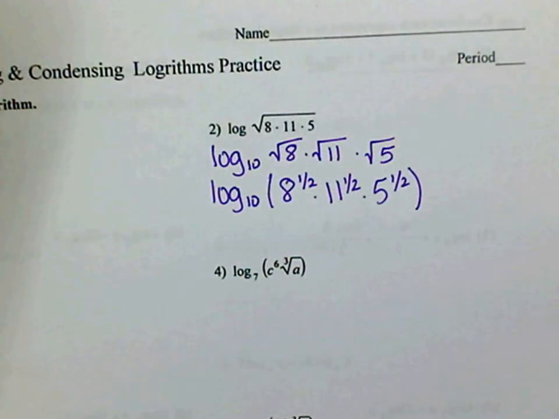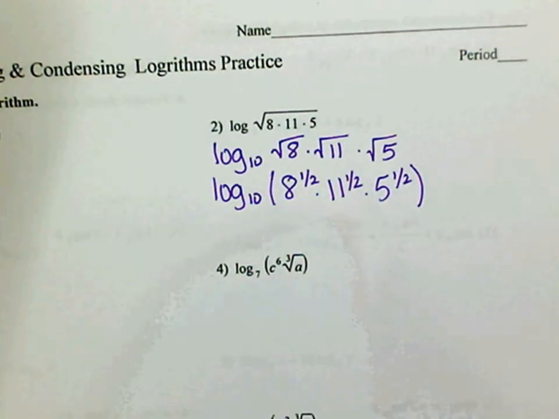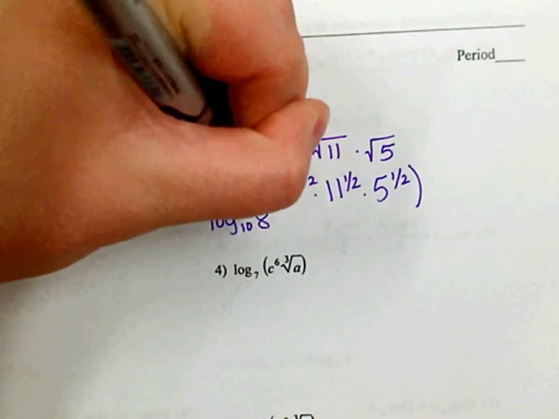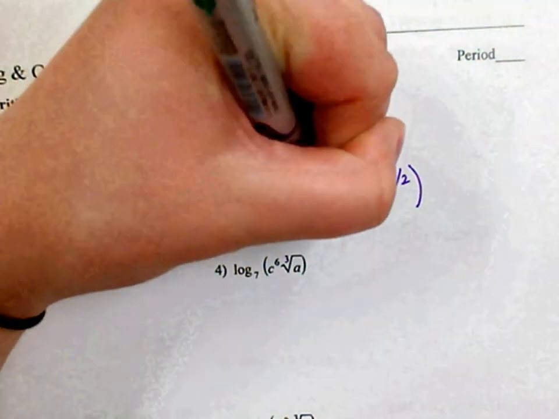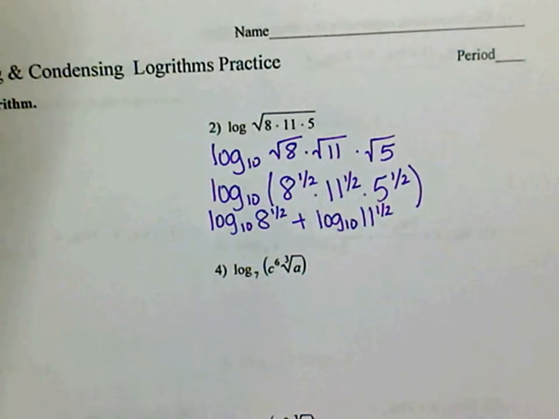Okay, so from there we can see very clearly that these things are being multiplied, so I will expand by using addition. So that's log base 10 of 8 to the 1/2 plus log base 10 of 11 to the 1/2 plus log base 10 of 5 to the 1/2.